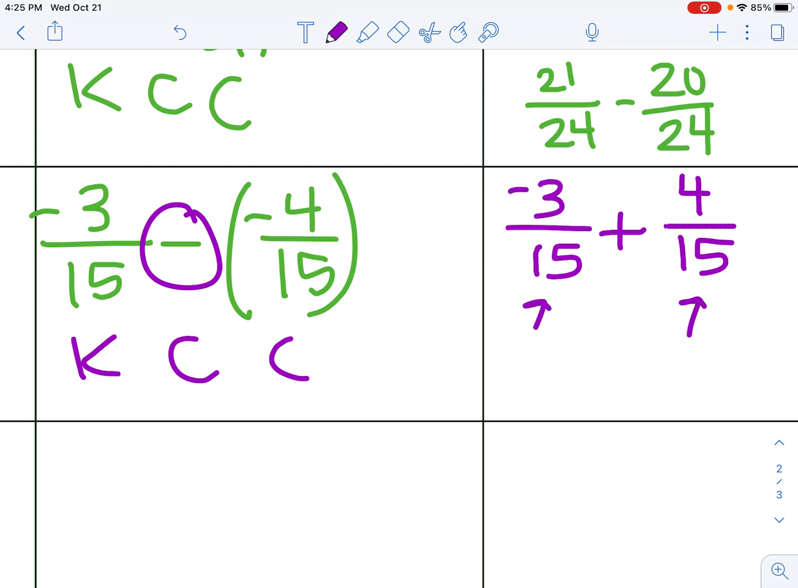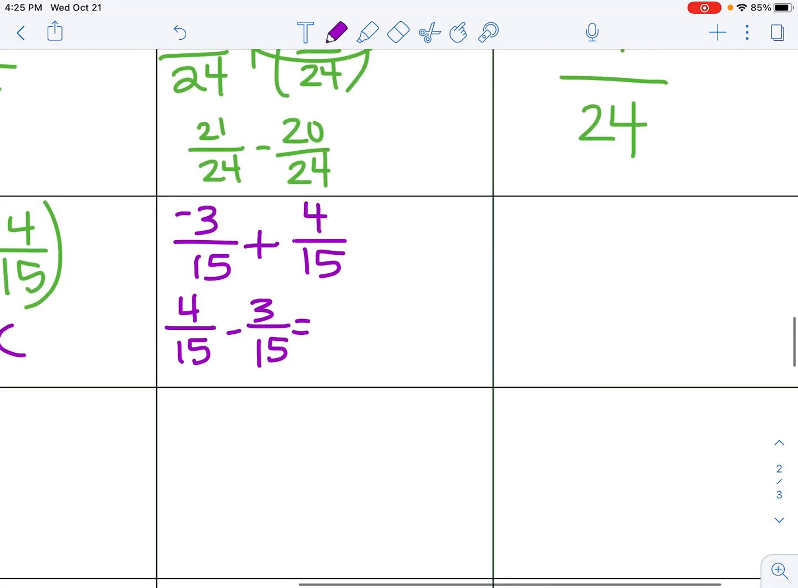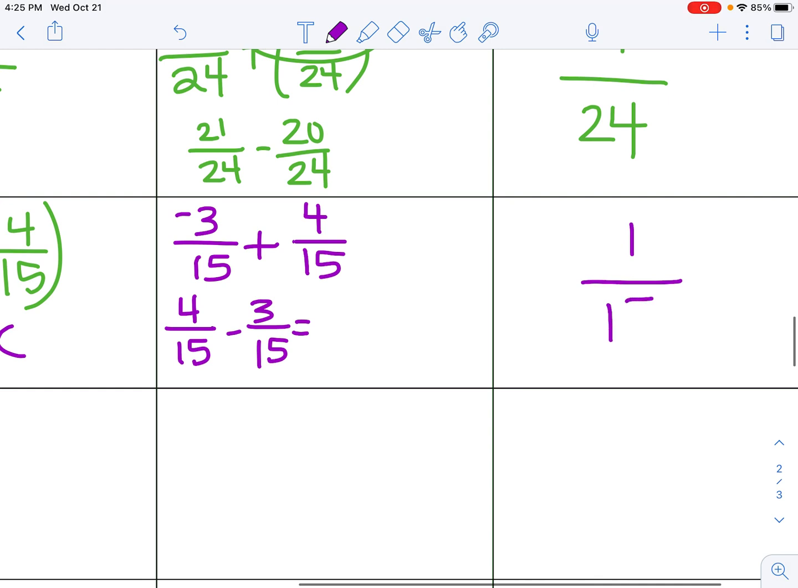And now if you notice, I have a negative and I have a positive, which means I am subtracting my numbers again. So I'm taking 4 over 15 minus 3 over 15. When you subtract 4 minus 3, you get 1, and your denominator stays the same. Now let's figure out if it's negative or positive. Which number is bigger, negative 3 or 4? Right, this 4 is bigger and it's positive, so my answer is also positive.